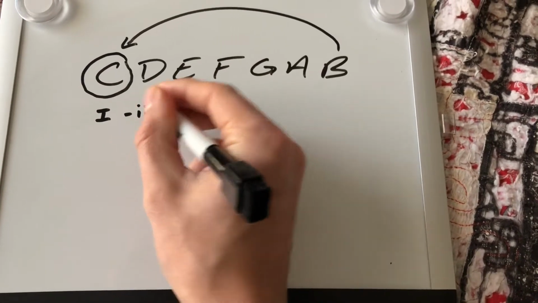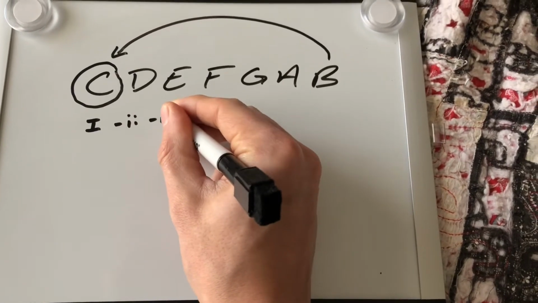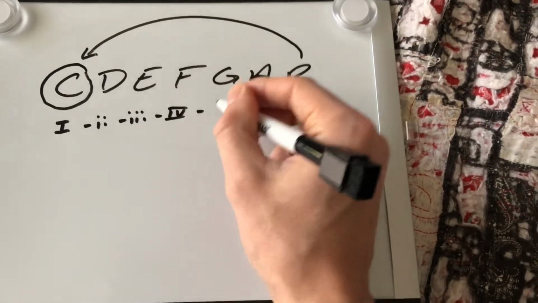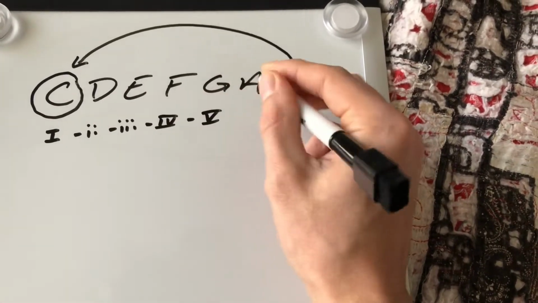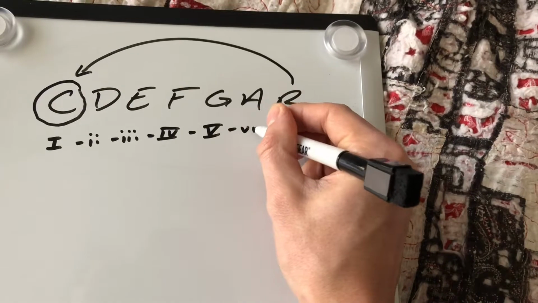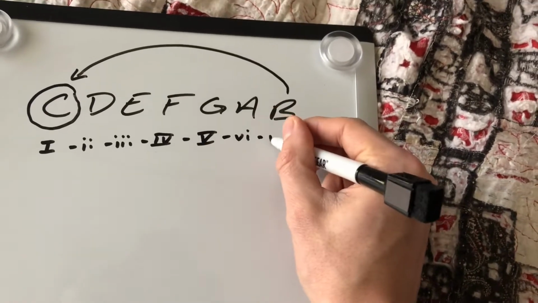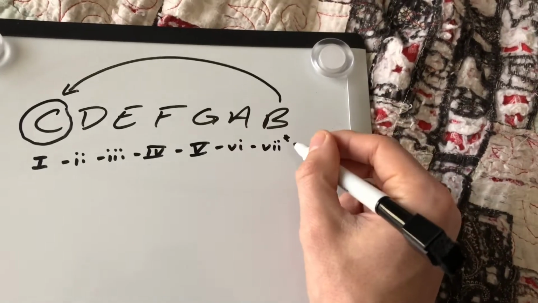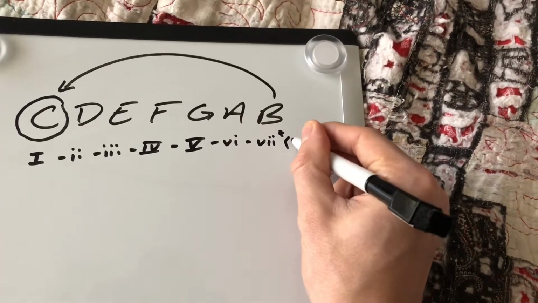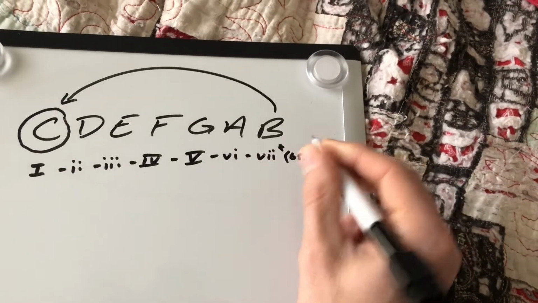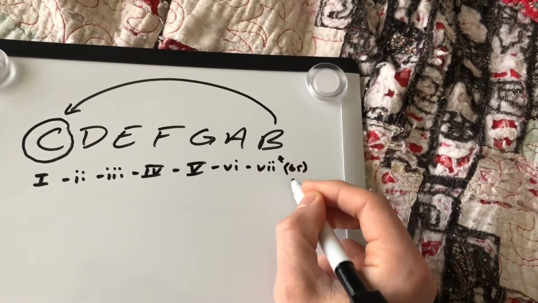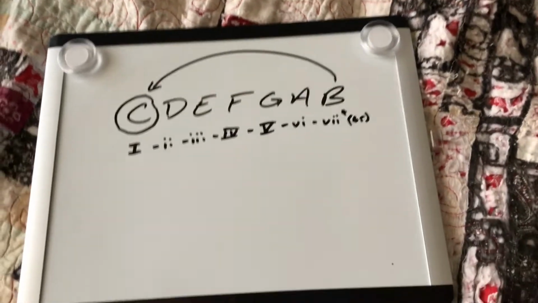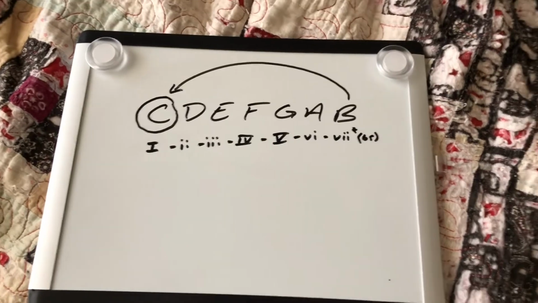The second note would be 2. The third note would be 3. The fourth note, 4. The fifth is 5. The sixth is 6. And the seventh is 7. However, we'll put an asterisk here because if we were going to build a chord off of this note, it would be a diminished chord, or it would have a flat 5 note. However, that's not important for this lesson, just another thing to keep in mind for later.